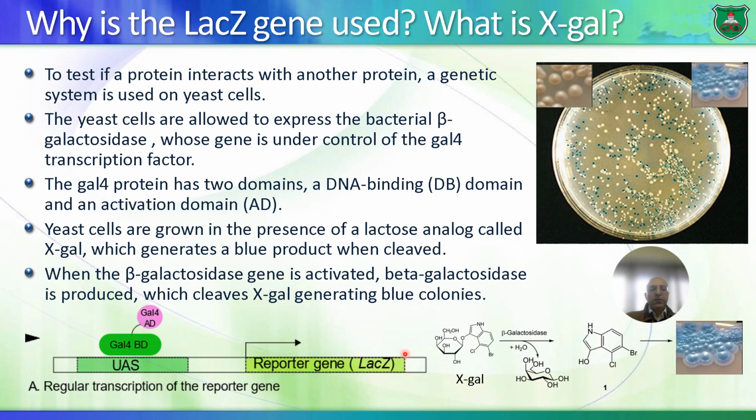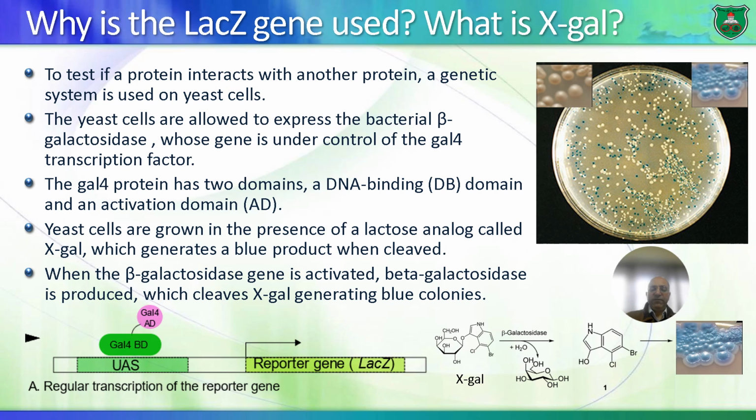Okay, so let's, can we zoom in? No, we cannot zoom in. Okay, so that's the idea. So we have these white colonies that do not express the LAC-Z gene or do not produce the beta-galactosidase, and we have the blue colonies that produce the beta-galactosidase. Okay, so what do we do?